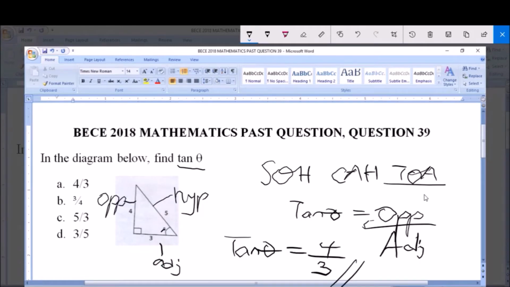Now from the options, option A says 4 over 3, which is correct, it corresponds to our answer. B says 3 over 4, which is wrong. C says 5 over 3, wrong, and D says 3 over 5, which is wrong. So option A is the correct answer, 4 over 3.